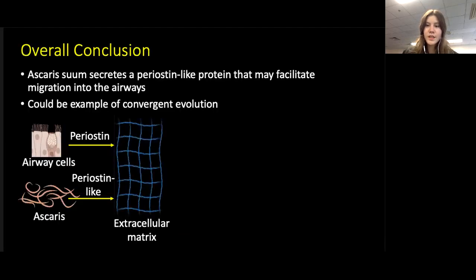An overall conclusion that we can make at this stage in the project is that Ascaris suum secretes a periostin-like protein, which may facilitate its migration into the airways. And also Ascaris and human airway cells production of the similar proteins could be an example of convergent evolution. So in the same extracellular matrix environment, both the cells and the Ascaris evolved to make this protein, the periostin or periostin-like protein, so that they can move around in this extracellular matrix environment.